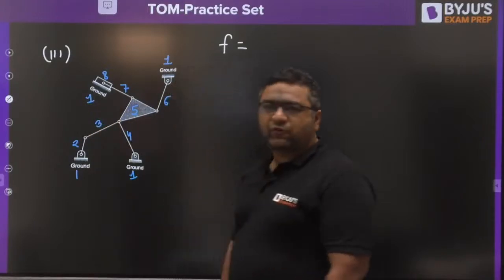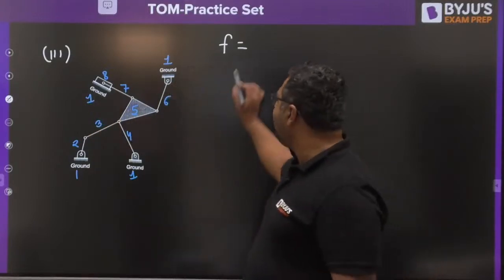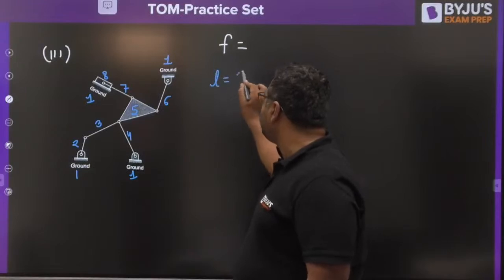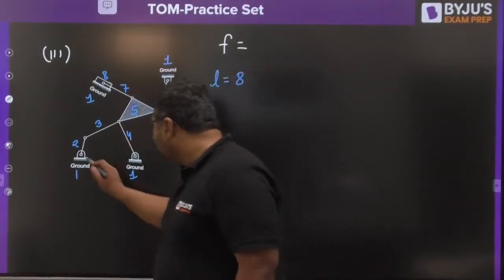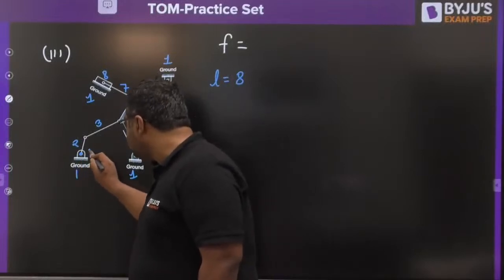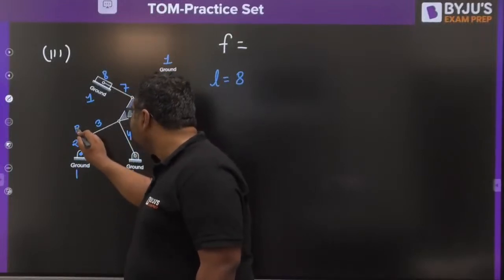So these are the number of links I have made. Yes, so you have the number of links equal to 8. Now we need to see the number of joints, my dear. If you see here, two links are connected. This is a binary joint. Two links connected, binary joint.